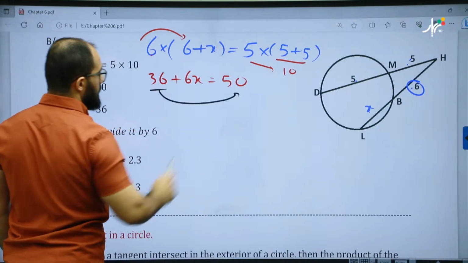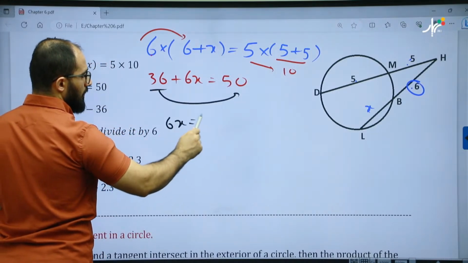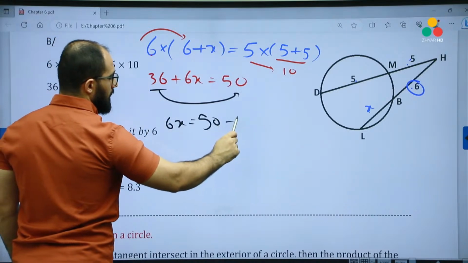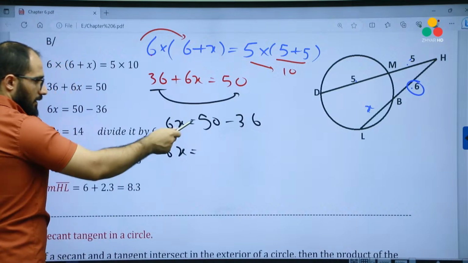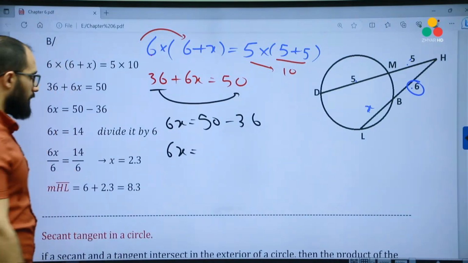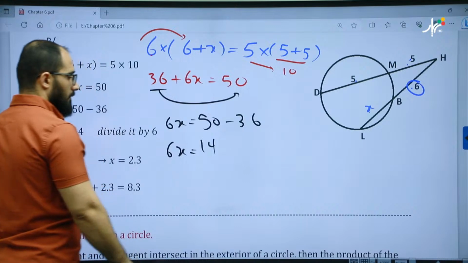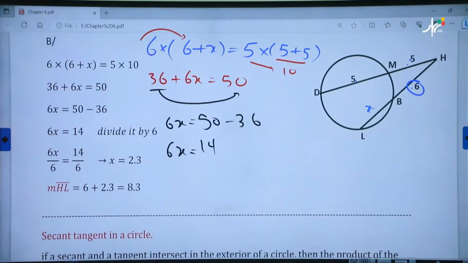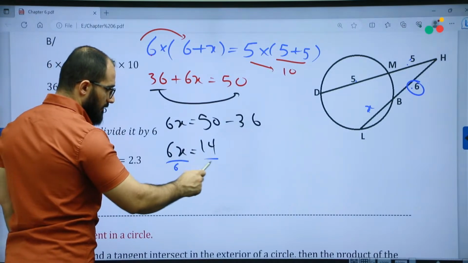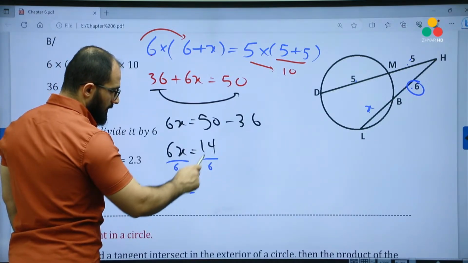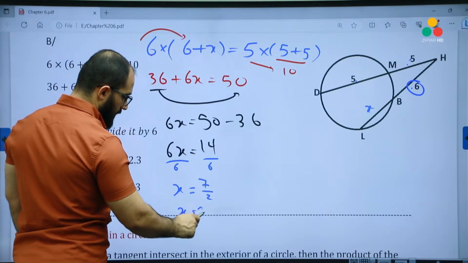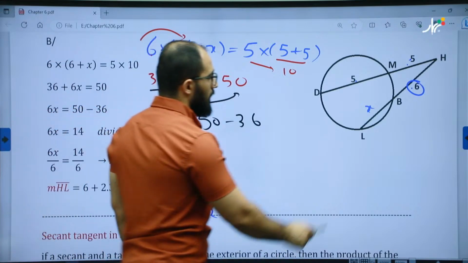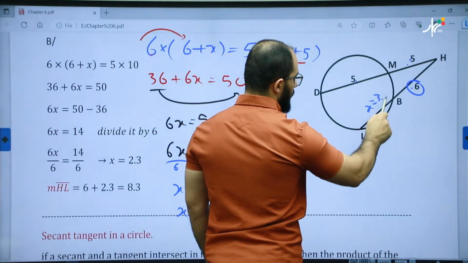Move 36 to the other side. Then 6x is equal to 50. It's positive, right? Negative. So 6x is equal to 15 minus 36, is equal to 14. So right now we have 6x is equal to 14. We divide both sides by 6. Divided by 6, divided by 6. So x is equal, simplified, 7 over 2. So x is equal 3.2. So the value of x is 3 over 2.